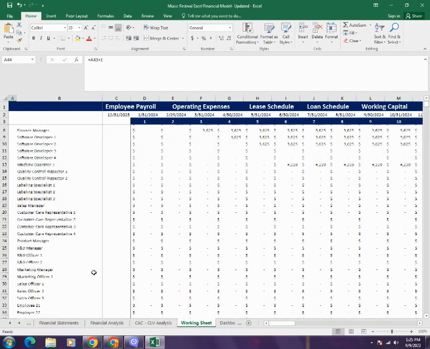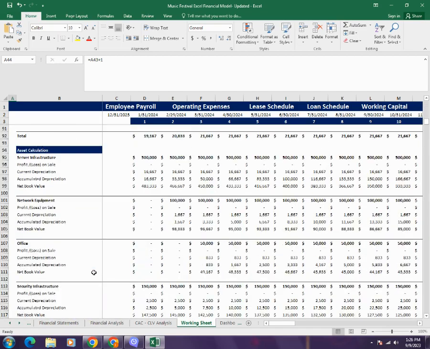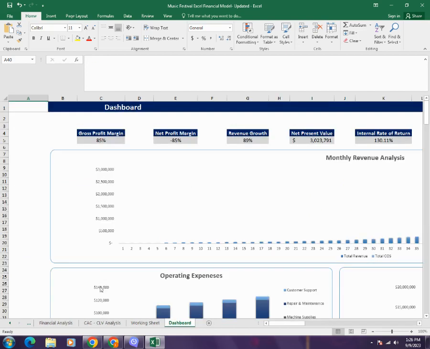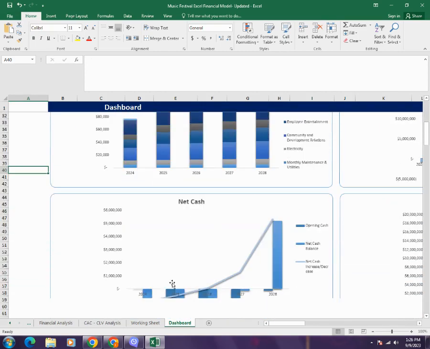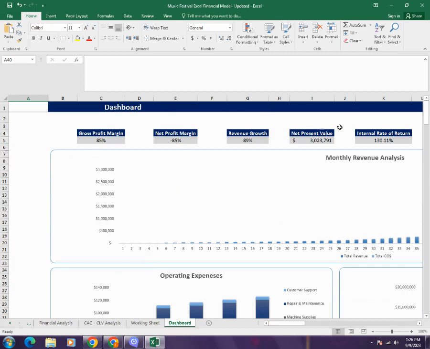This includes the employee payroll, operating expenses, the depreciation schedule or lease schedule, loan schedule, and working capital calculations. The last sheet includes the dashboard, which tells you about all the information in graphical form. As you can see over here, it also highlights the main KPIs of the company.